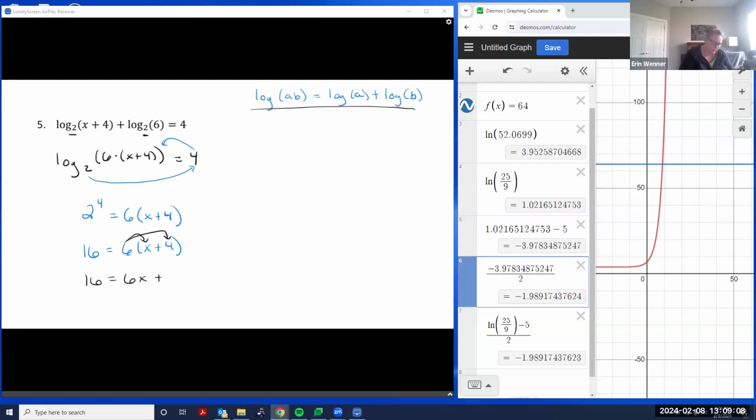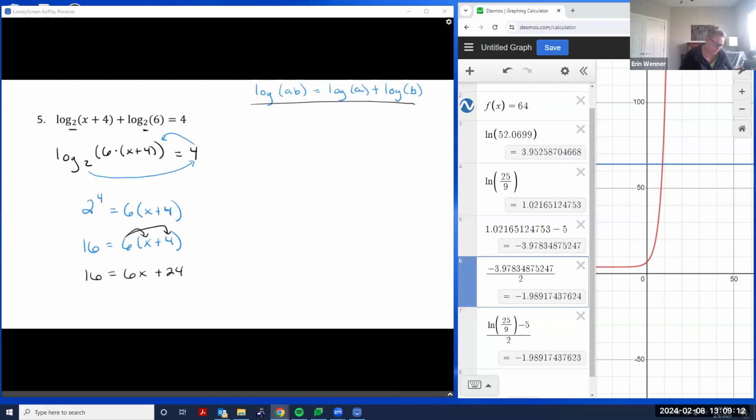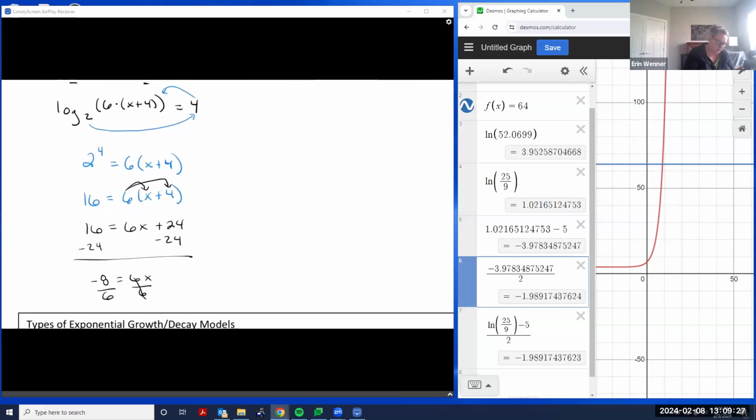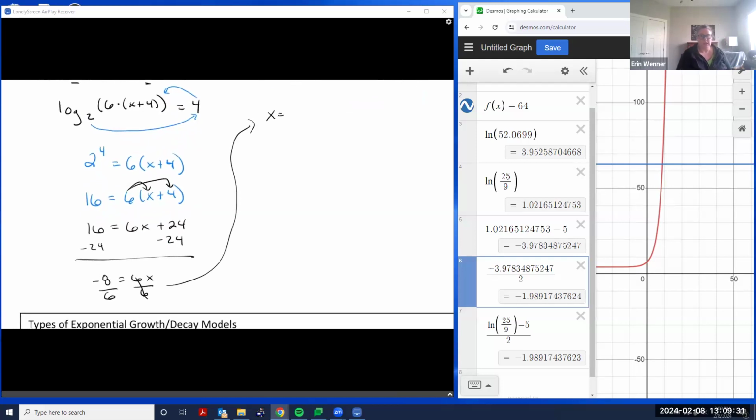And so by distributing, we've cleared the parentheses. We can now subtract from both sides. We get -8 equals 6x. Divide both sides by 6. And you get x equals -8/6, or -4/3, or -1.3 repeating, right?